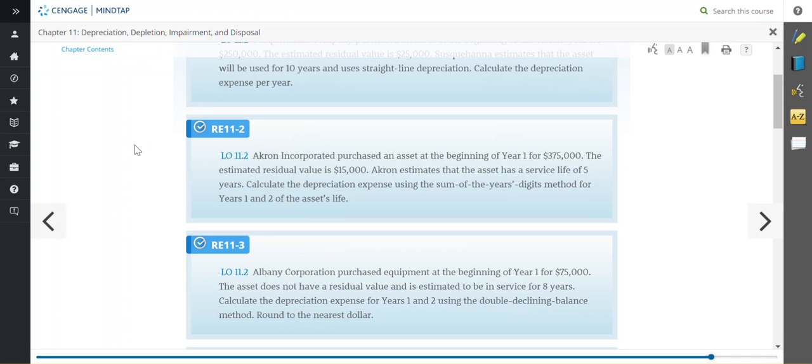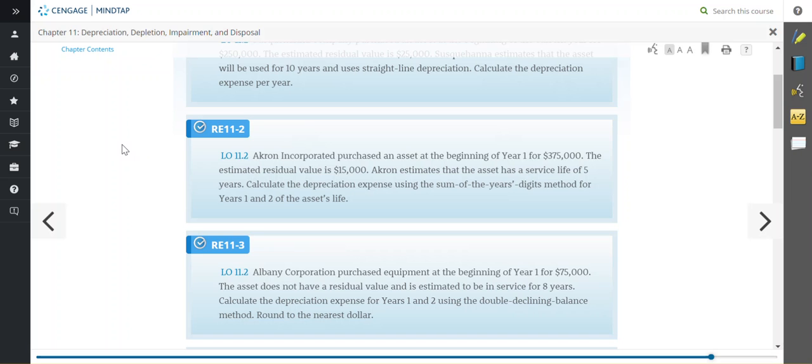In this example video, we're going to look at both review exercises 11.2 and review exercise 11.9. Both are dealing with a different depreciation method that you might be unfamiliar with called the sum of the year's digits.